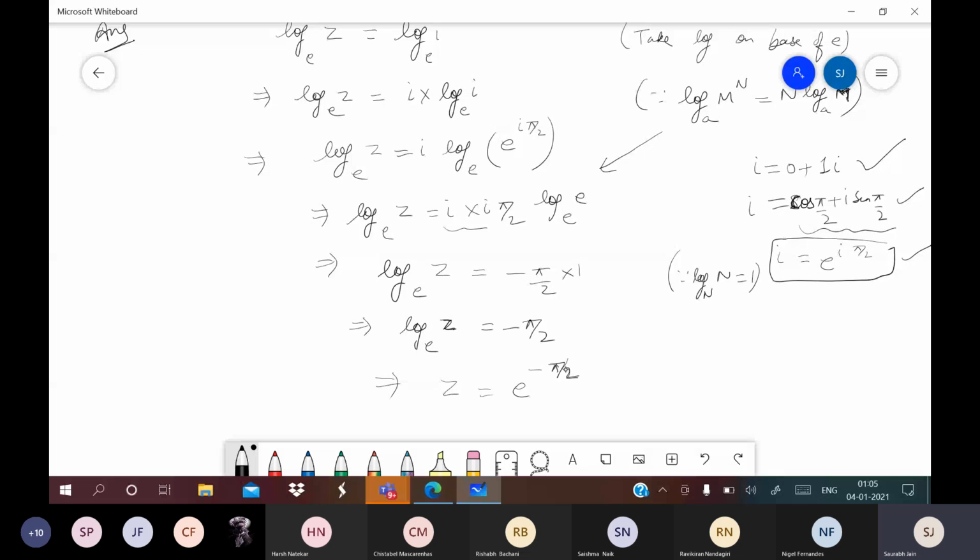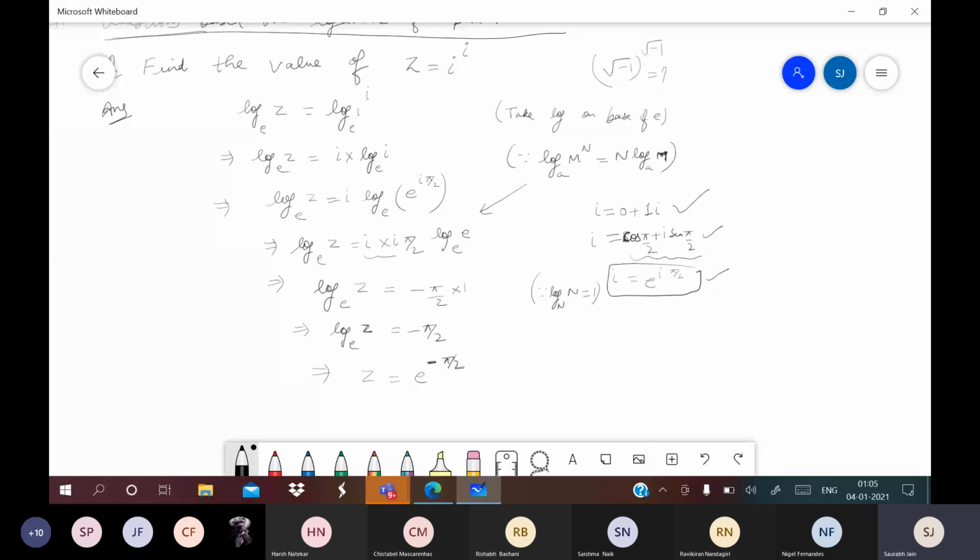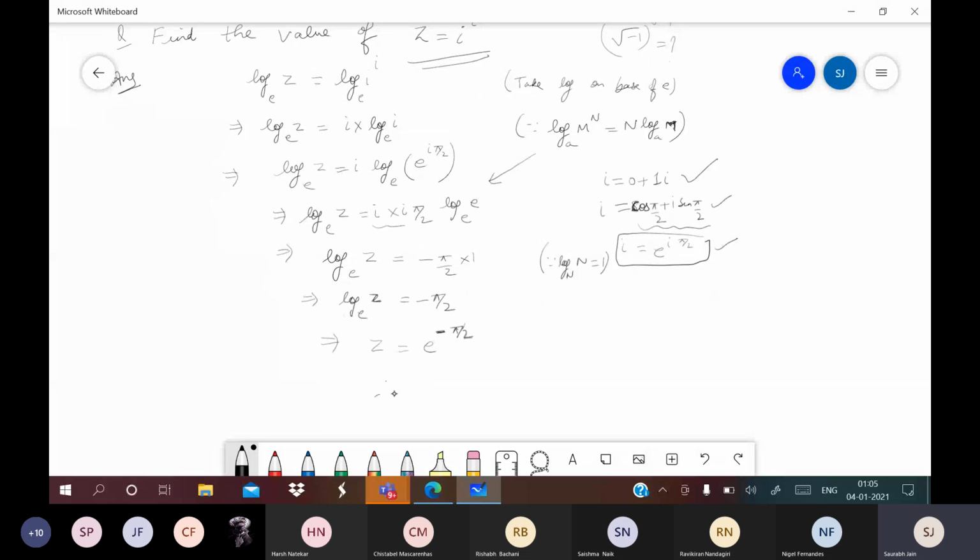This was the first topic that I taught you. So this is z equals e to the power minus pi by 2. What do you observe? Have a look at the question. What is z? z is iota to the power iota. And what you are getting here? You are getting the same z as e to the power minus pi by 2. And you know what this is? This is a purely real number. This is not Euler's form.